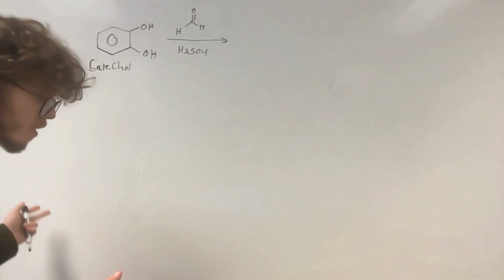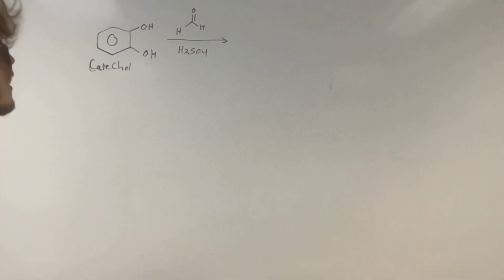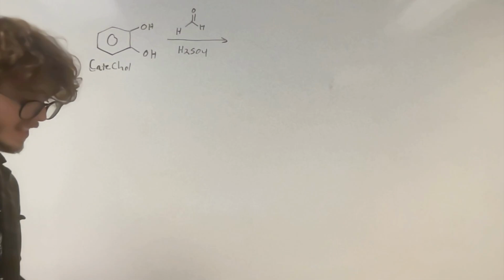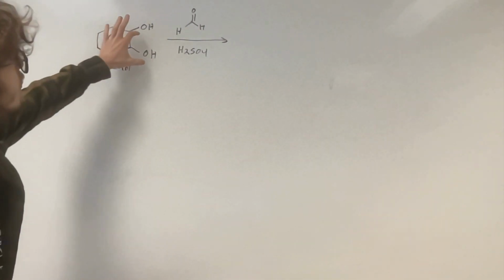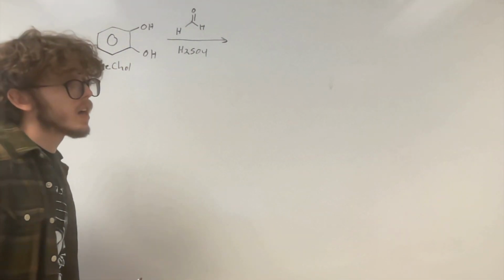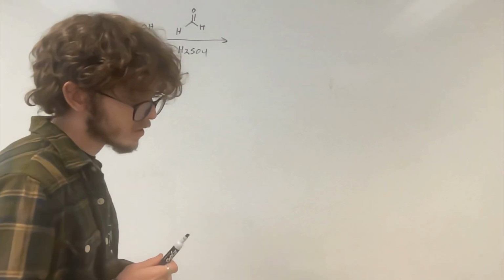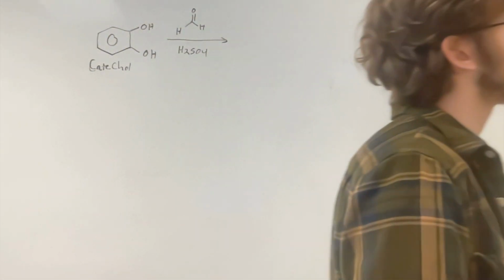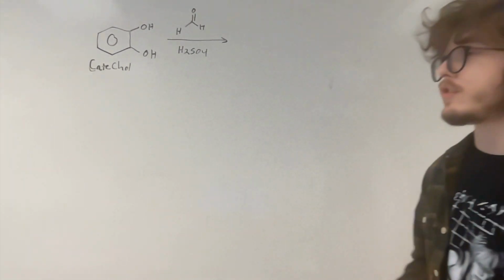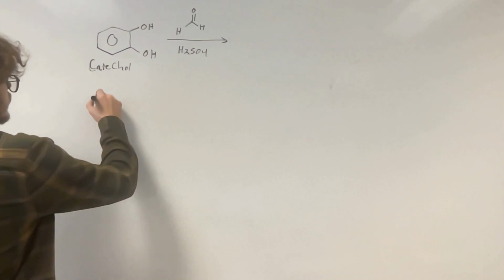We know that an alcohol reacts with an aldehyde or a ketone to make an acetal. And here we have both, so I suspect through logical reasoning that we are going to get a cyclic acetal. So let's draw the mechanism for that here before we predict the product. I'll start right here.